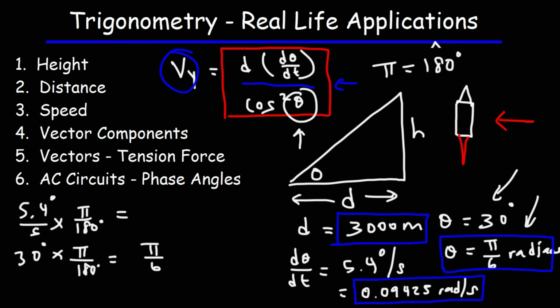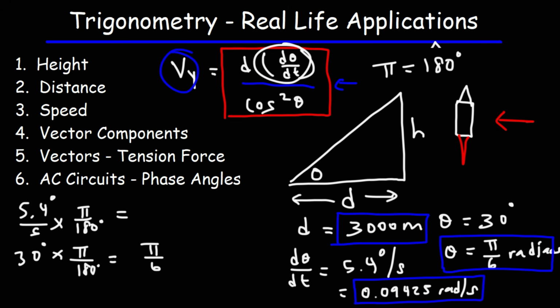Cosine 30 degrees, that's going to be the square root of 3 over 2, or 0.866. If you plug in cosine pi over 6 when your calculator is in radian mode, it will give you the same answer. So because theta is part of the cosine function, it doesn't matter if you plug it in degrees or radians. But d theta dt, that has to be in radians per second. Theta could be in radians or degrees. It will give you the same answer. But if you want to be on the safe side, you're going to be okay if you plug in all the angles in radians.